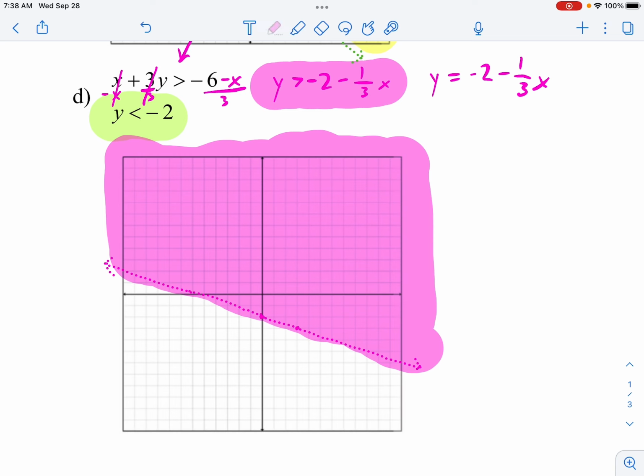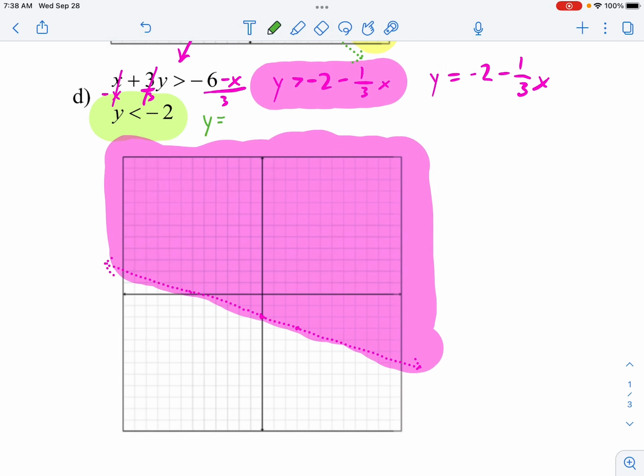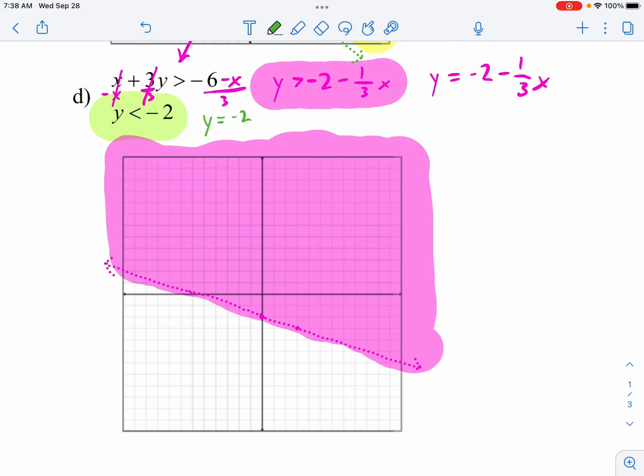Okay. Let's move on to my green inequality. So this is y is less than -2. I'm going to graph this as if it were the line y equals -2. But again, this is just y less than -2, so I'm going to use a dashed line because it's just less than. It's not less than or equal to. Okay, so the line y equals -2 is right here. Sorry, that's positive 2. The line y equals -2 is right here.